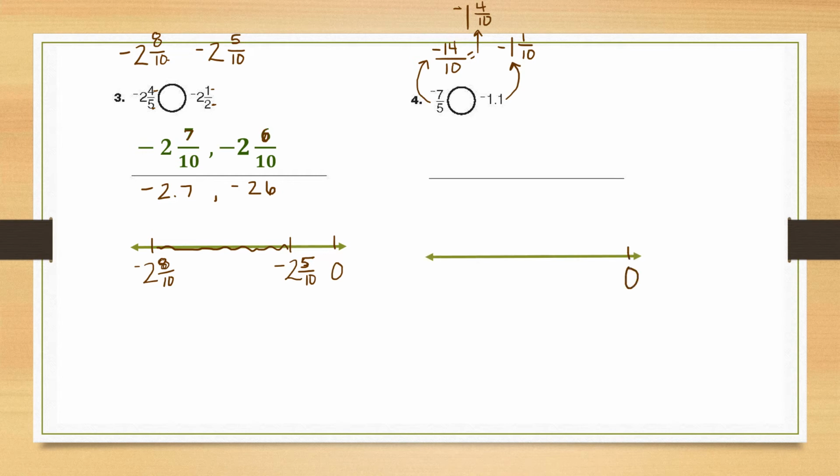We have 0, we have negative 1 1/10, and then we have negative 1 4/10. So what can fall between these numbers? Well, we can count backwards, and I apologize, this should be a 2. Okay, negative 1 1/10, then we have negative 1 2/10, then negative 1 3/10, and then negative 1 4/10.